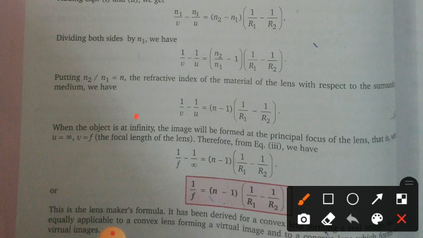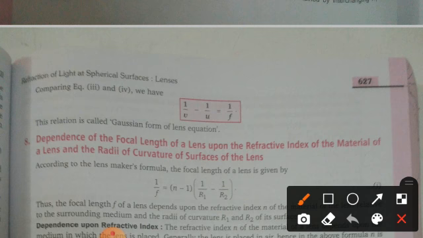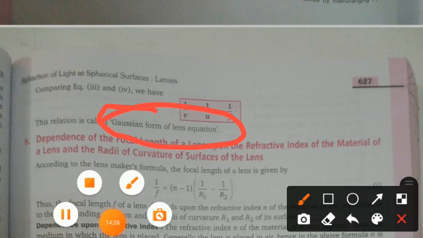Now if we compare equation number 3 and equation number 4, finally you will get 1 upon V minus 1 upon U equals 1 upon F. This is the final expression, and this relation is also called the Gaussian form of the lens equation. So you have to know very well what the Gaussian form of a lens equation is: 1 upon V minus 1 upon U equals 1 upon F. I hope you understand it properly. Clear?